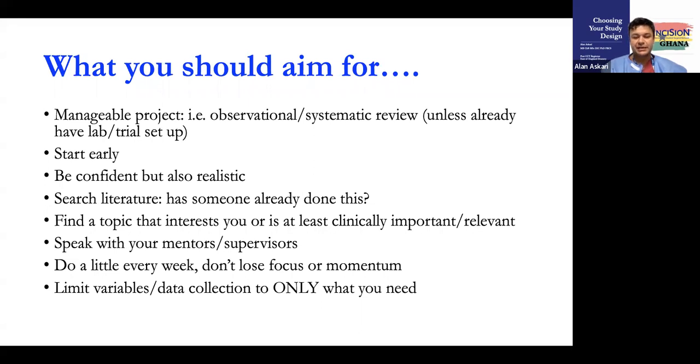Limit your variables. Please, please, please don't collect 100 variables, and then when it comes to the analysis, you only use 7. What's the point? You've just wasted all that energy and time.